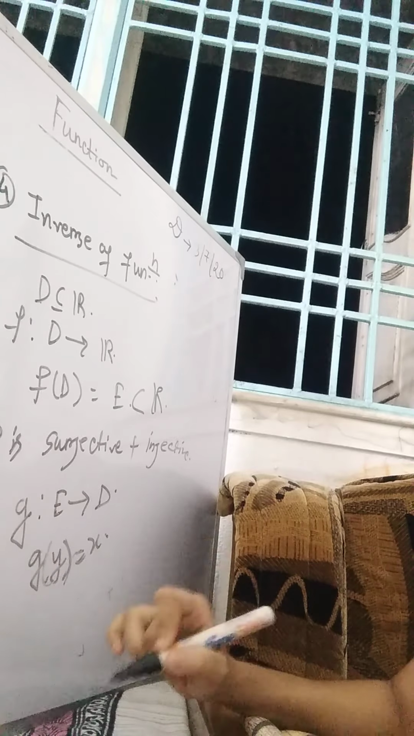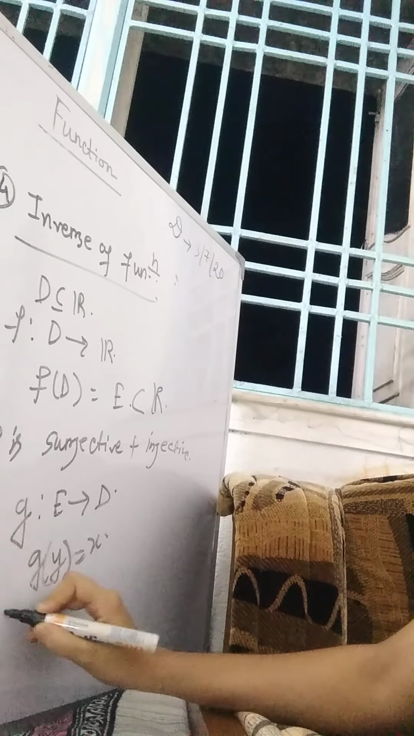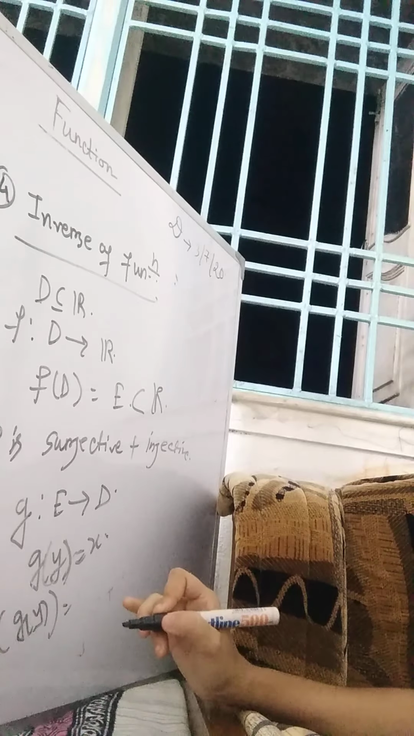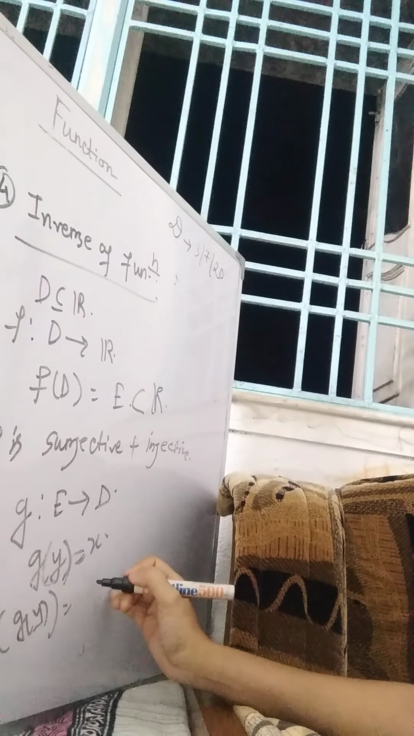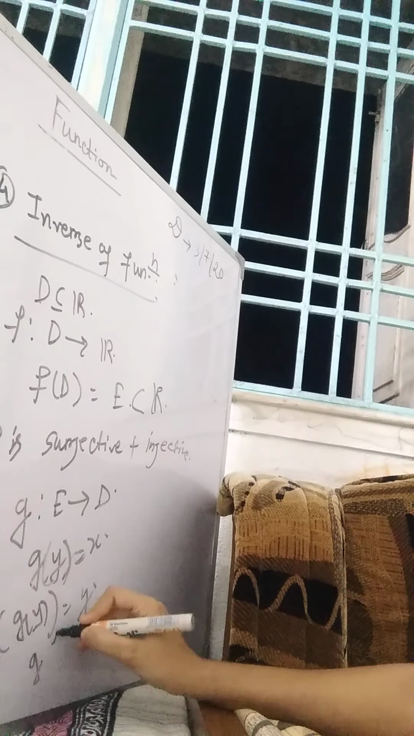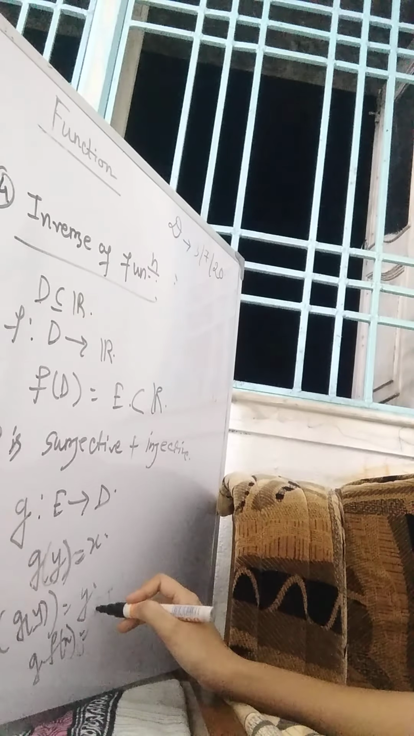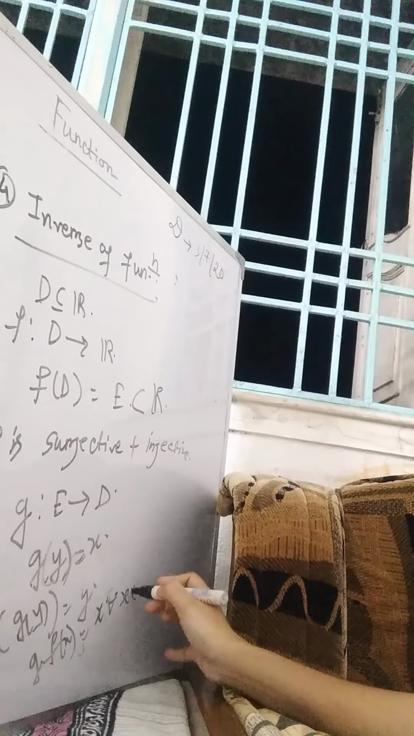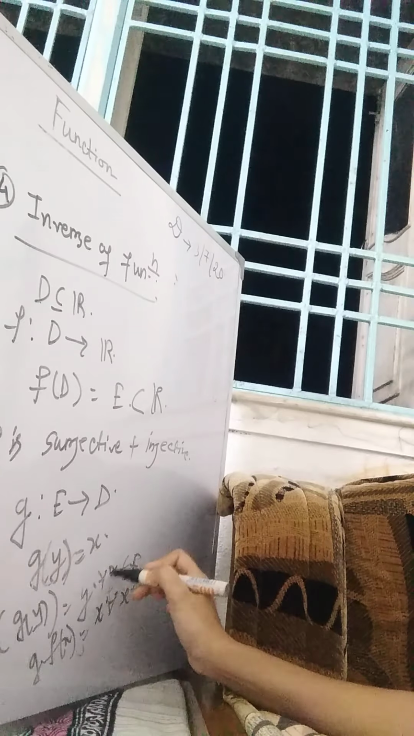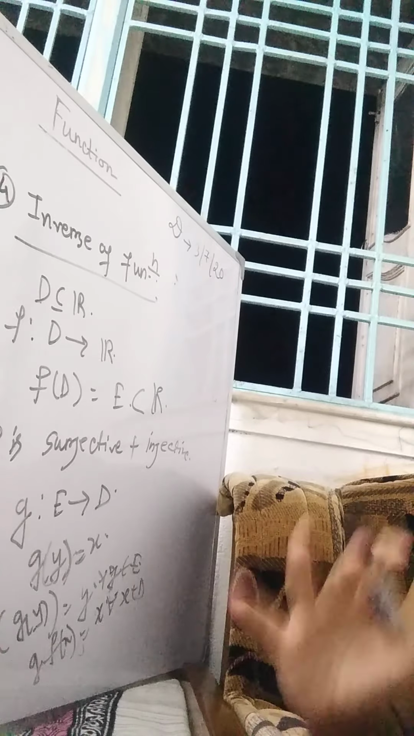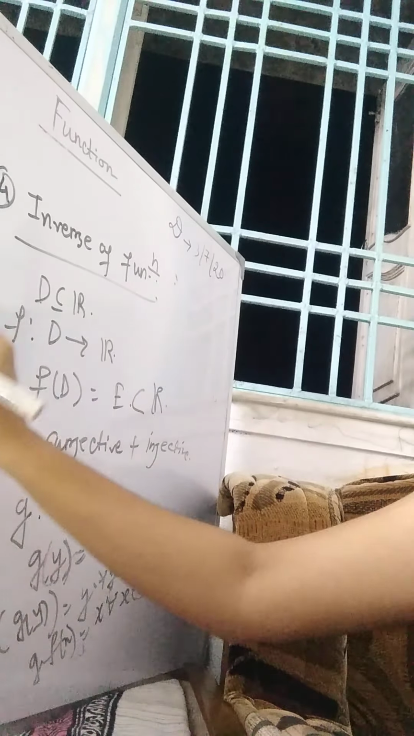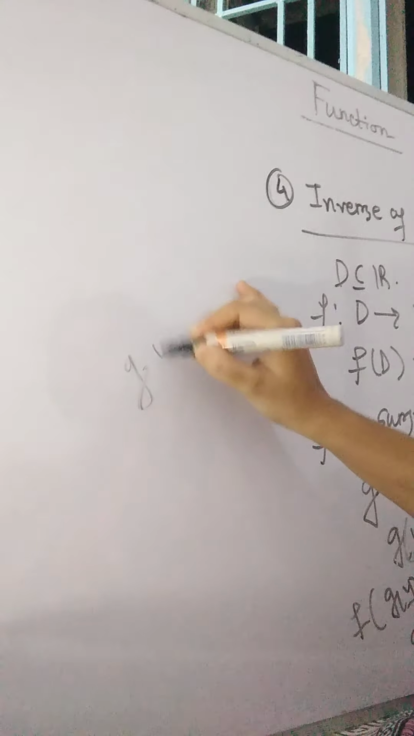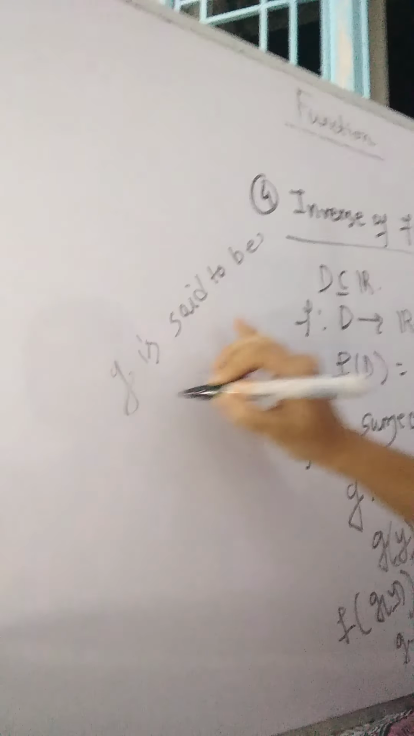If g of y equals x, then we can say that f of g of y equals y, or g of f of x equals x, for all x belongs to D and for all y belongs to E. Then this g is said to be the inverse of the function f, and it is denoted by f inverse.